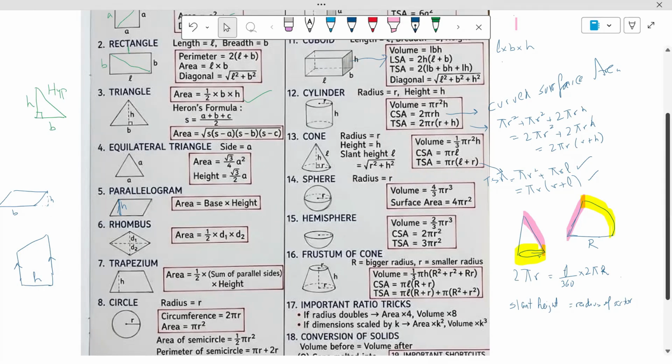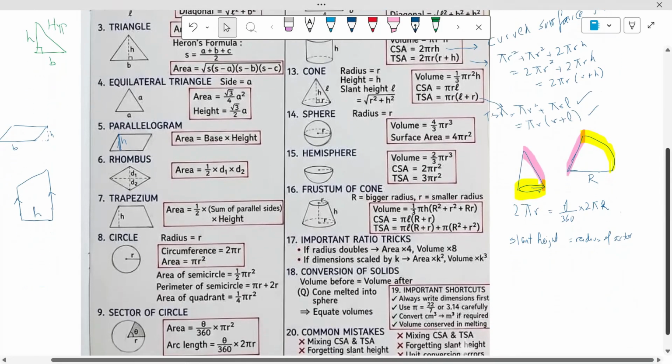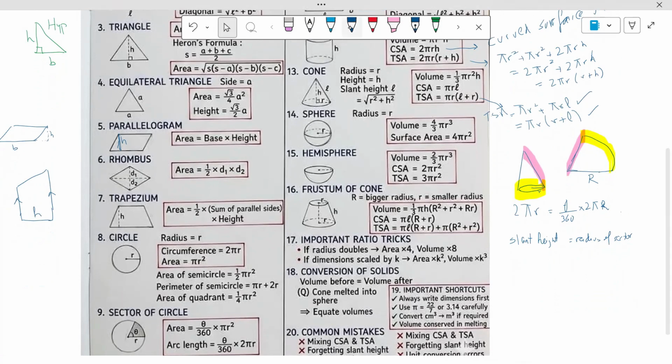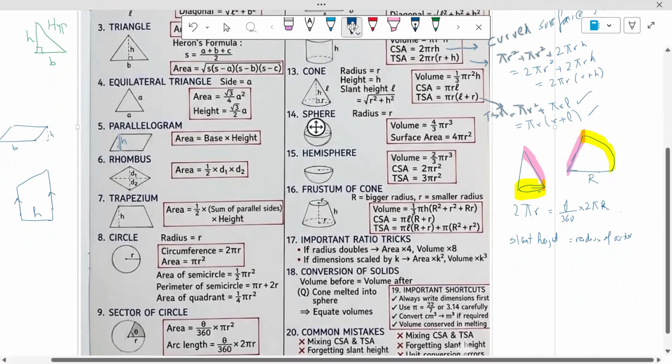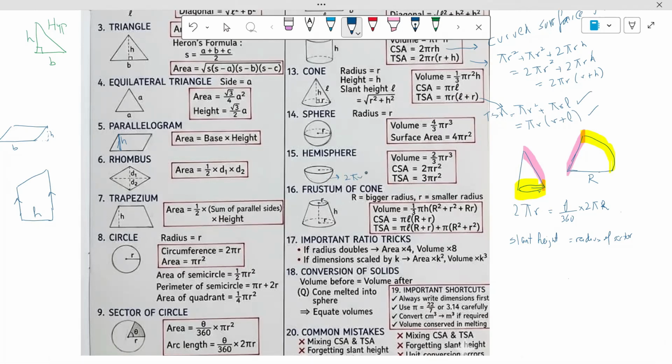Okay. Moving on to the sphere, volume is given, surface area, there is no curved surface area, and the surface area of sphere is the same. Then comes up hemisphere. For the hemisphere, volume is given to us. CSA again means curved surface area. TSA means total surface area. How it becomes 3 pi r square? Because this is 2 pi r square and the top circle is pi r square. Once we add, it will result into 3 pi r square.